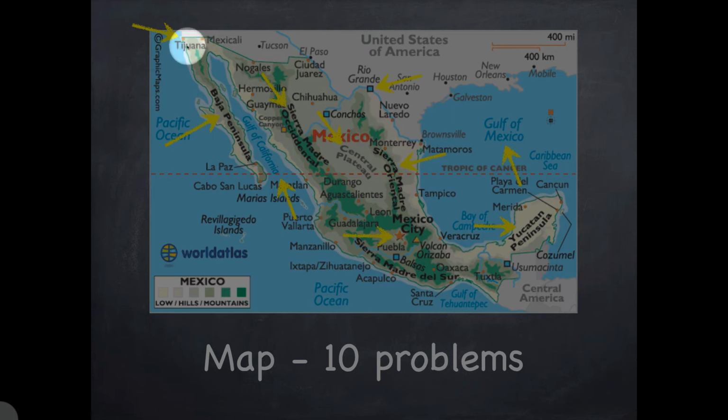Again, real quickly, the city of Tijuana, Baja California, or the Baja Peninsula, the Gulf of California, the Sierra Madre Occidental Mountain Range, the Sierra Madre Oriental Mountain Range, the Mexican or Central Plateau, but we refer to it as the Mexican Plateau, Mexico City, the Yucatan Peninsula, the Gulf of Mexico, this large body of water, and the Rio Grande River, or Rio Bravo River.